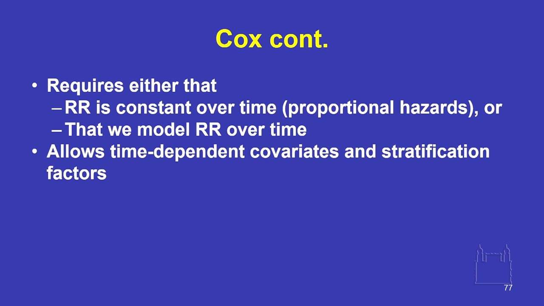You've got two main types of Cox models. You are either going to have a constant relative rate over time, that's proportional hazards, or you have to model that relative rate over time. You are going to allow time-dependent covariates and stratification factors when you do Cox modeling.